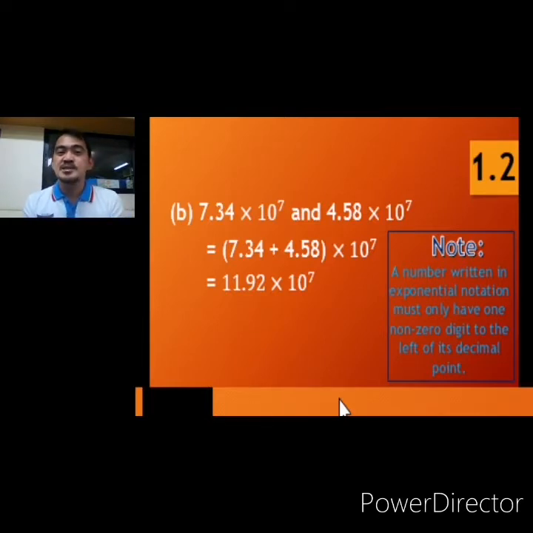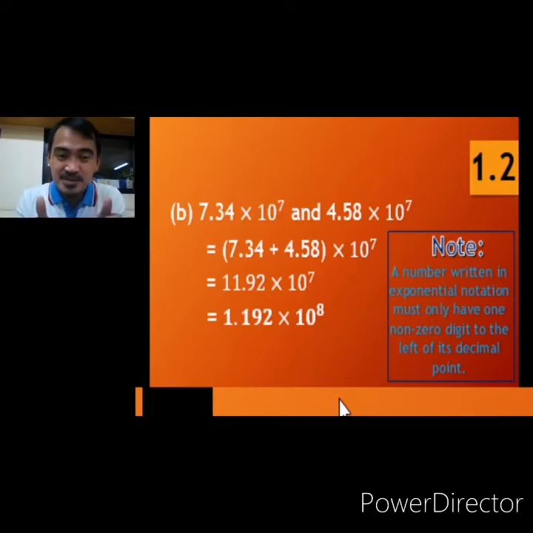Correct. If you move your decimal point one place to the left, you have to add 1 to the power of your base 10. So therefore, our final answer is equal to 1.192 times 10 raised to the power of 8. Can you follow? Did you get it right? Very good.